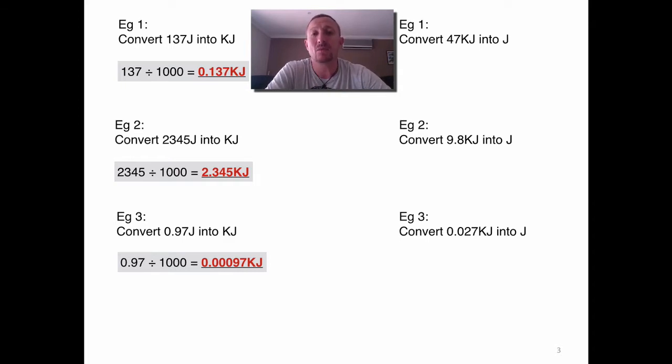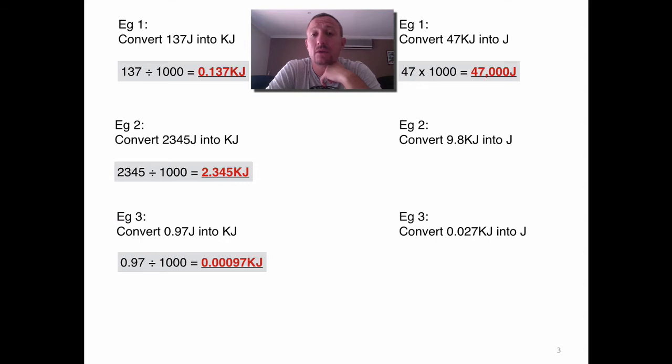And in this case, what we can do, in the first example, we've got 47 kilojoules. So you can put 47 into your calculator times 1,000 and hit the equals button. Or you can move the decimal point, which is just after the 7, 3 spaces to the right. Remember, we move it 3 spaces to the right and put zeros in the spaces because we're getting bigger. Alright, so we end up with 47,000 joules.